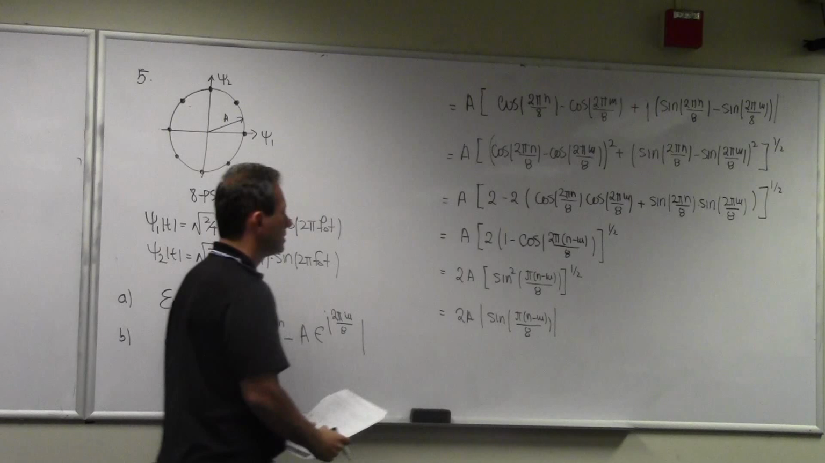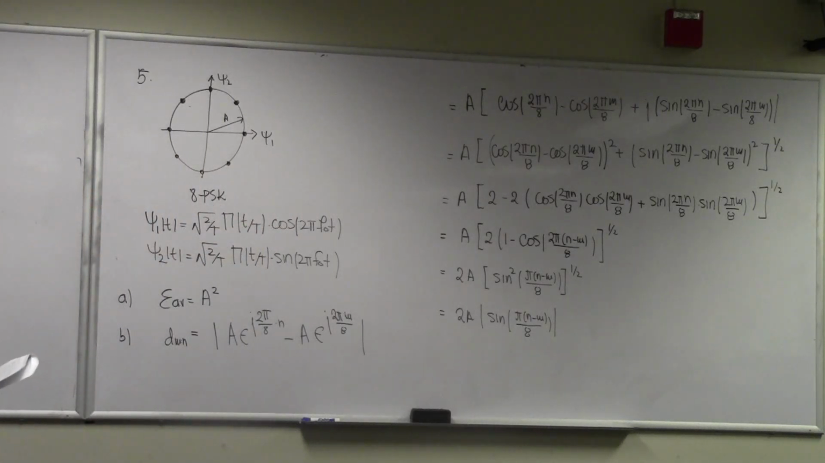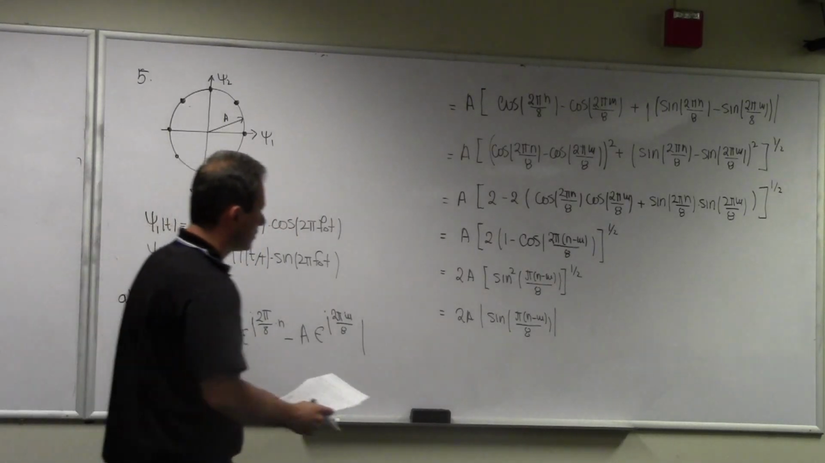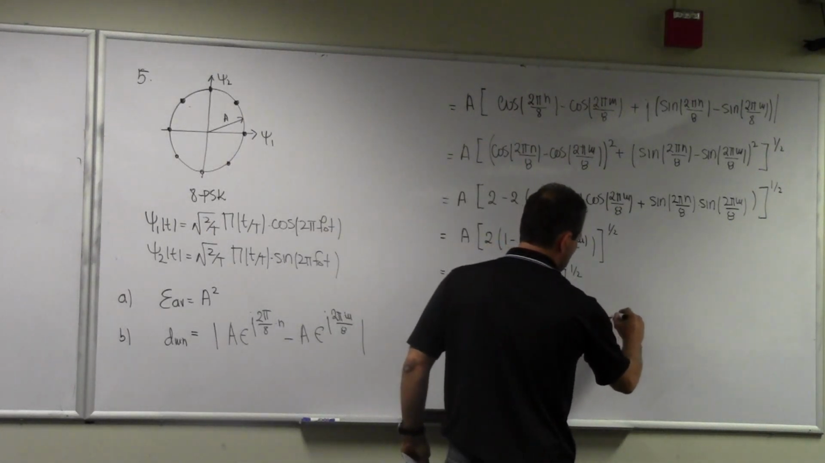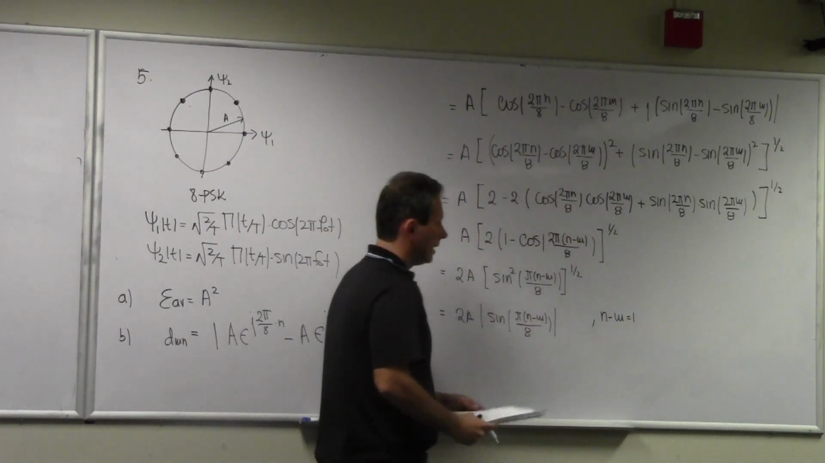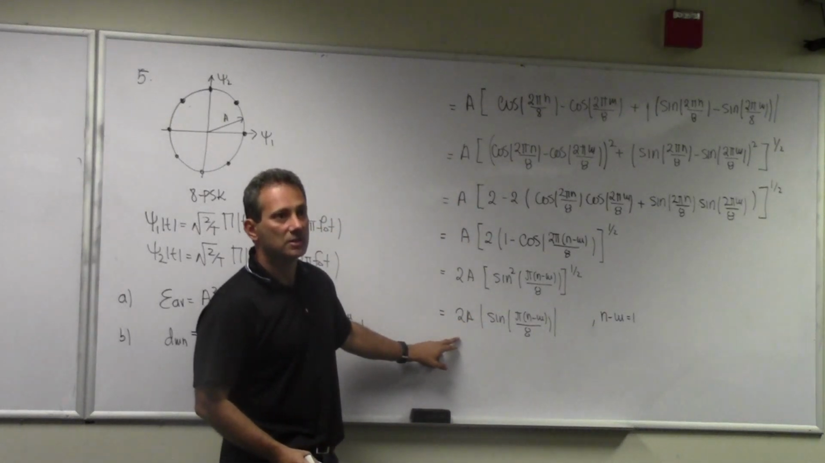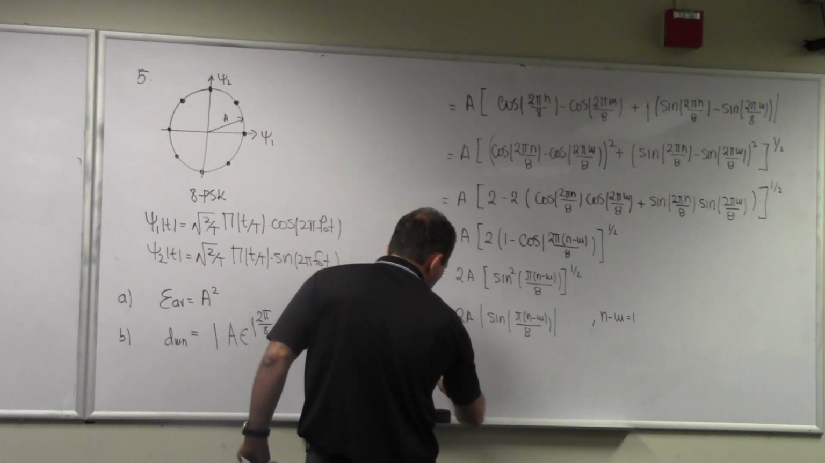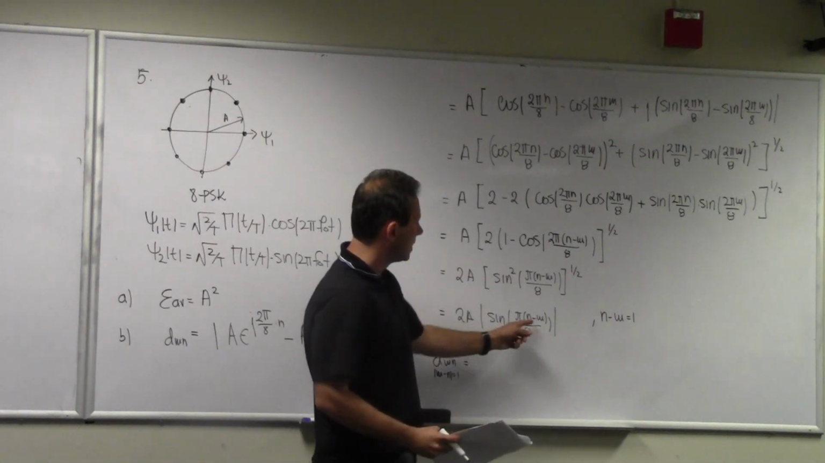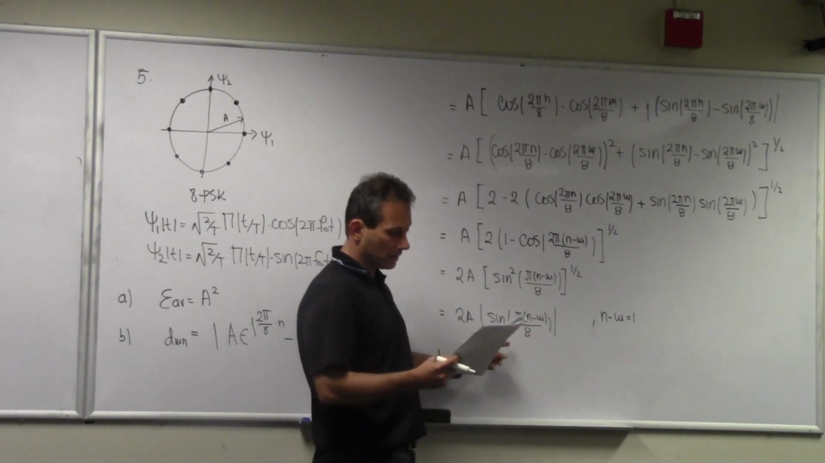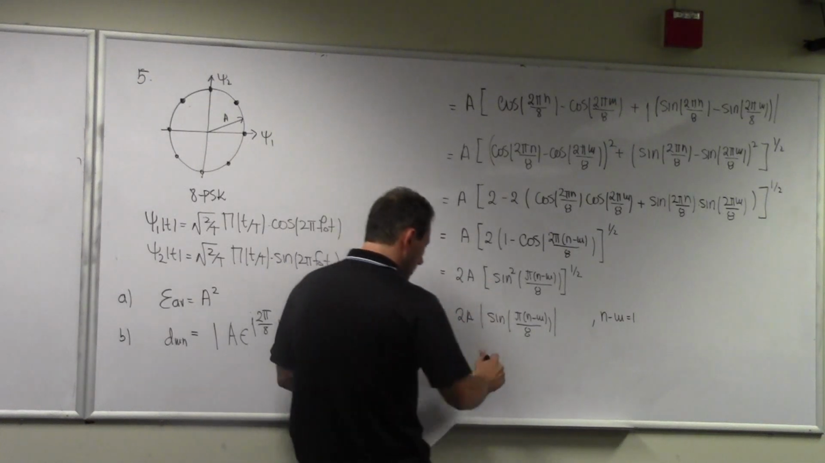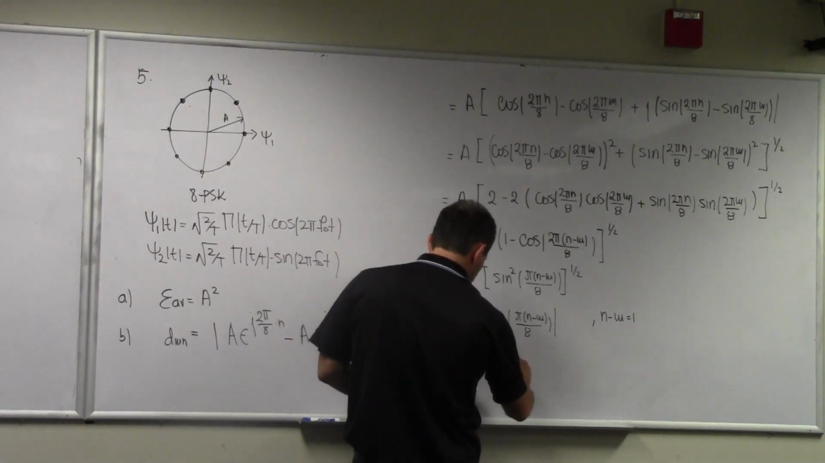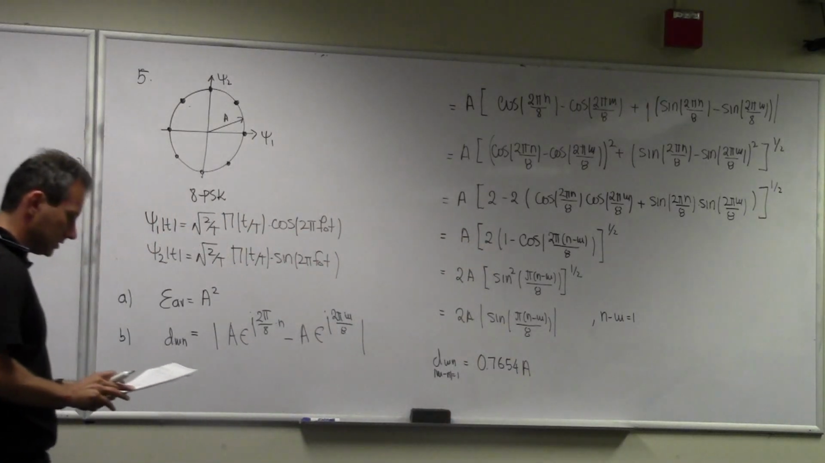So that's the distance between any two symbols in this constellation. I think the problem asks what happens when n minus m is equal to 1, which means I'm looking at adjacent symbols, and the distance d_mn, where m minus n is equal to 1, when I substitute 1, I have sine pi over 8, and that's some value multiplied by 2a gives you 0.7654 a. So this is the distance between two adjacent symbols.